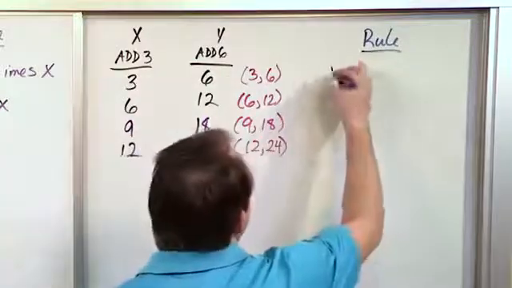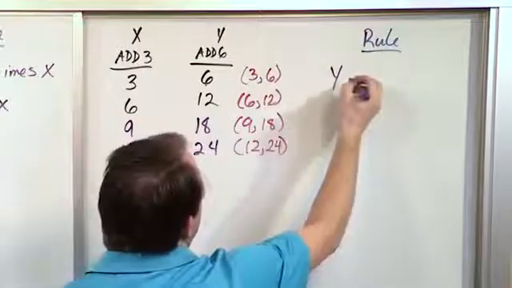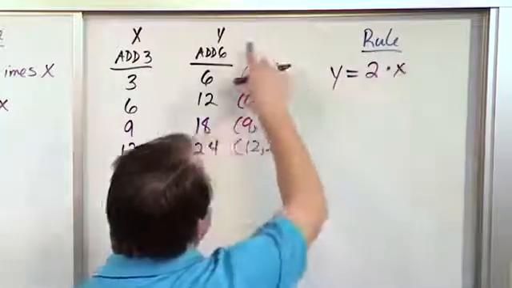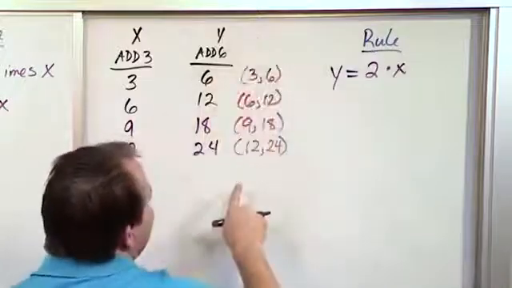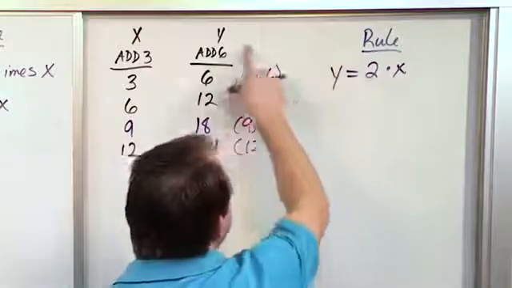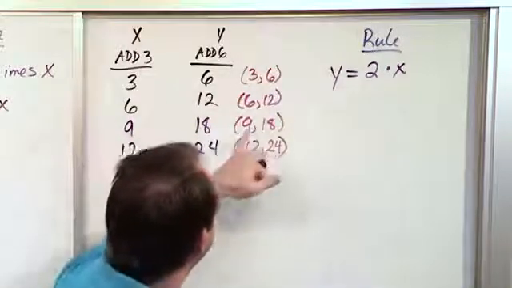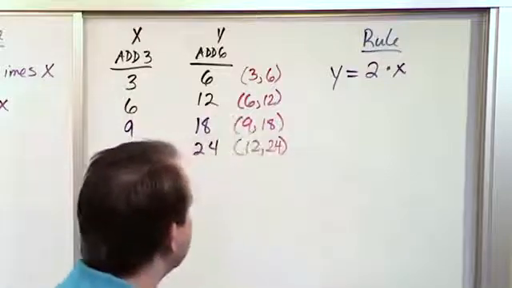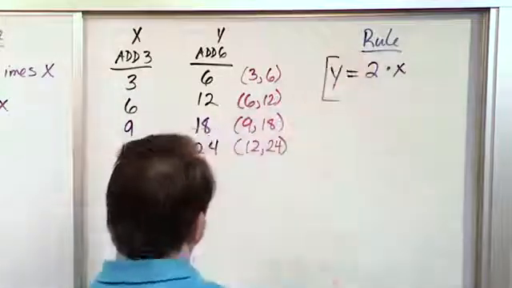So the rule is that y, which is whatever's in the second column, is equal to 2 times whatever's in the first column, which is what we're calling x, because this is y and this is x. So whatever's in the second column is 2 times whatever is in the first column. And that works for everything. 9 times 2 is 18, 12 times 2 is 24, and so on. So this is the rule that we are after.